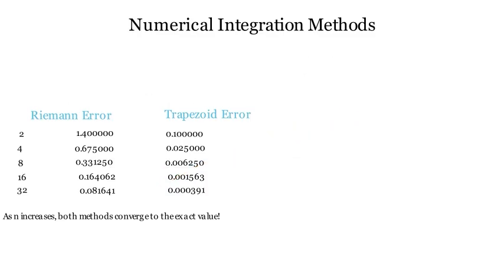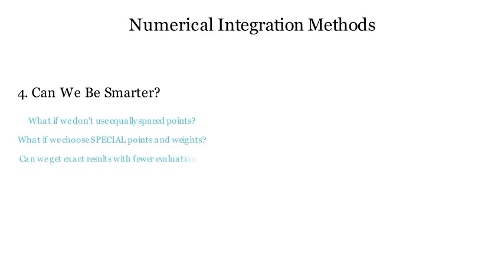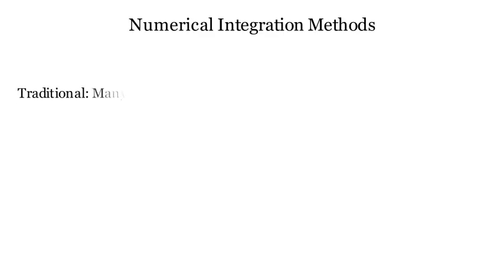So we sit back and ask the question: can we be smarter? Can we perform the numerical integration with the same accuracy with much fewer points? So instead of using equally spaced points, can we use some special points and weights? And then can we get the exact results with much fewer evaluations?